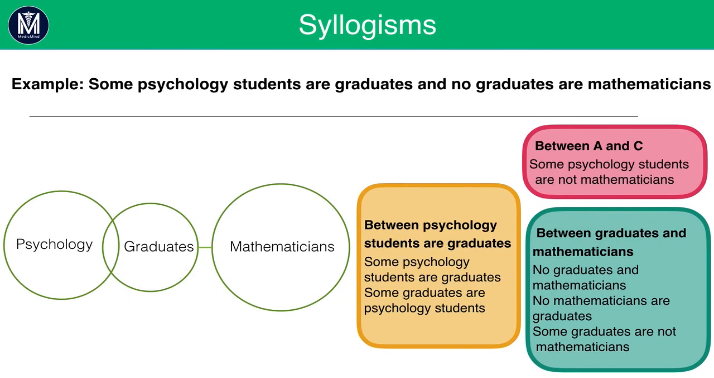An example, some psychology students are graduates and no graduates are mathematicians. Between psychology students and graduates, we see the normal some psychology students are graduates and some graduates are psychology students. Between graduates and mathematicians, we see no graduates are mathematicians, no mathematicians are graduates, some graduates are not mathematicians, and some mathematicians are not graduates. Between psychology students and mathematicians, we know that some psychology students are not mathematicians.